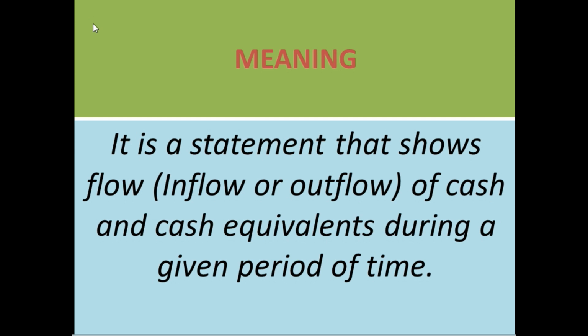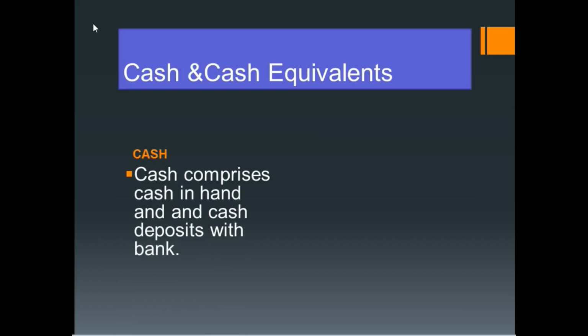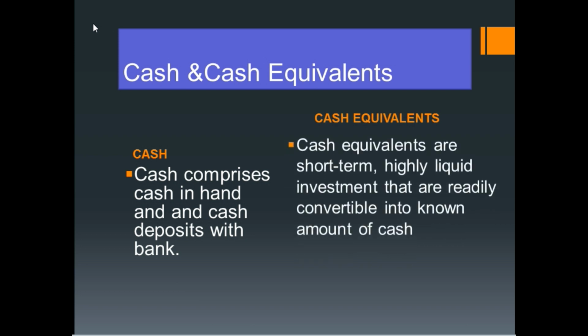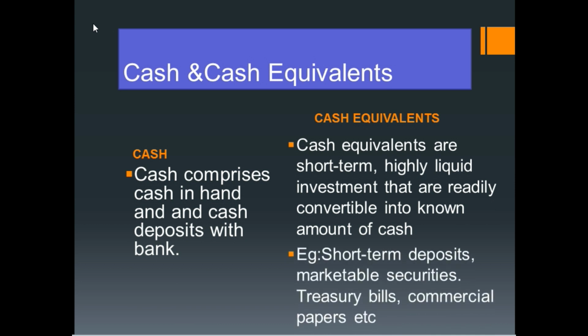Now, what is cash and cash equivalent? Cash we know is cash in hand and cash at bank, that is, cash deposited within the bank. Now, what is a cash equivalent? Cash equivalents are those which can be converted into cash within a short period of time. These are highly liquid investments, short-term investments, and marketable securities. Treasury bills and commercial papers are examples of cash equivalents.